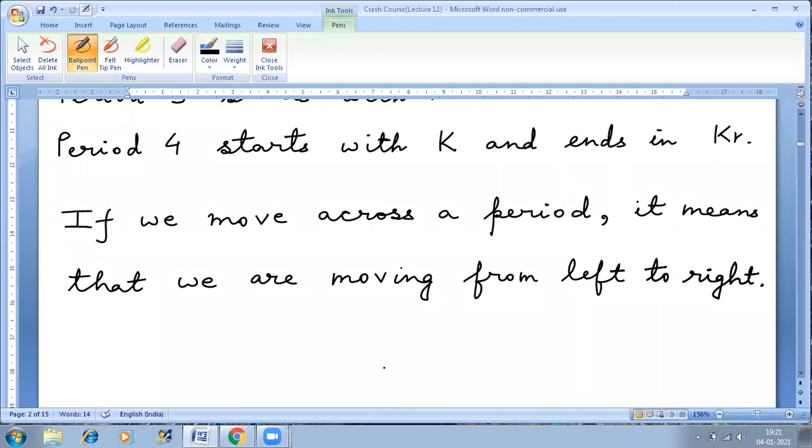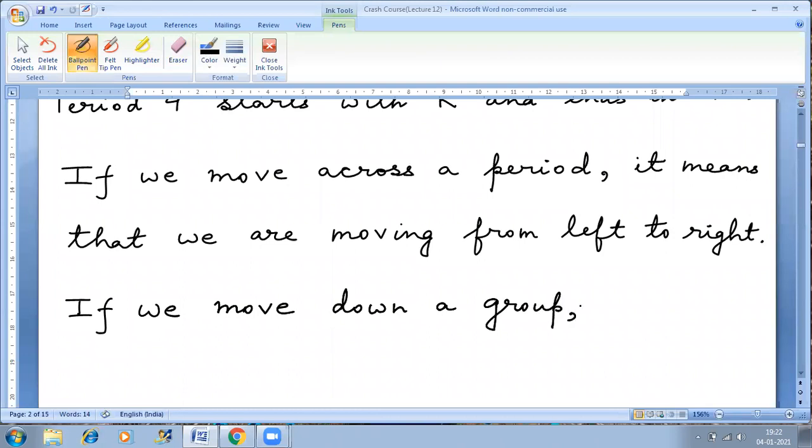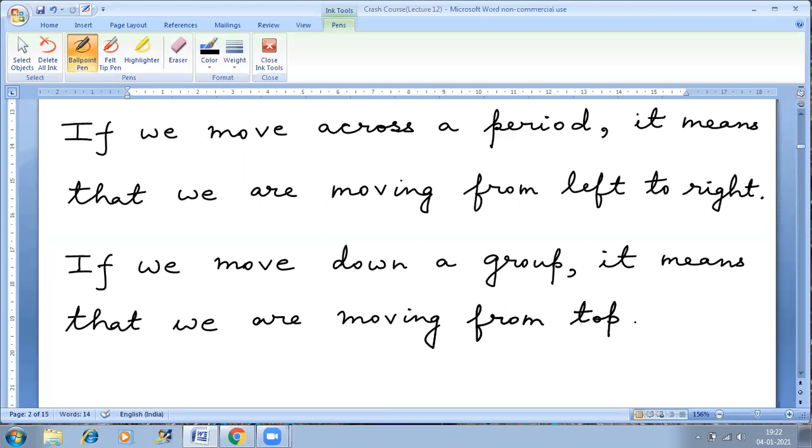If we move across a period, it means that we are moving from left to right. If we move down a group, it means that we are moving from top to bottom. These are the important terms that we must know.